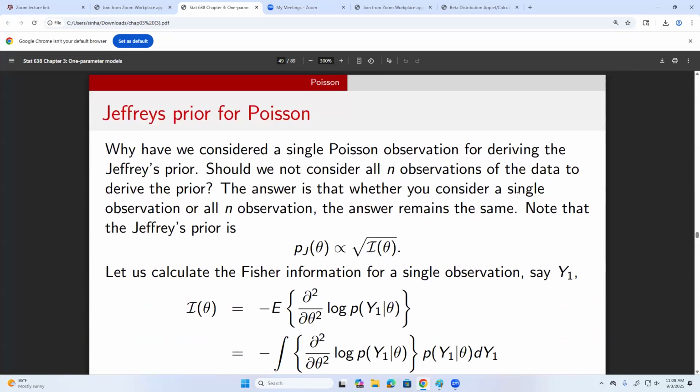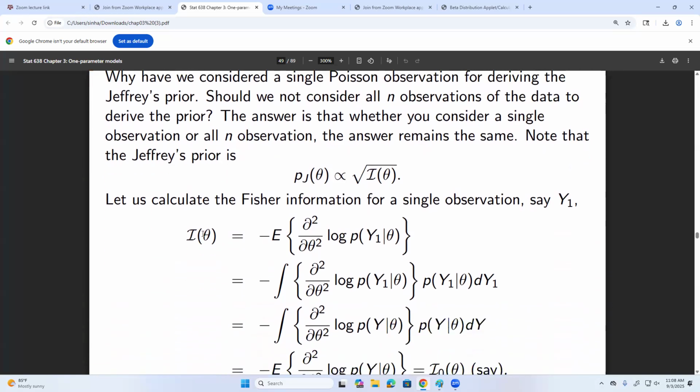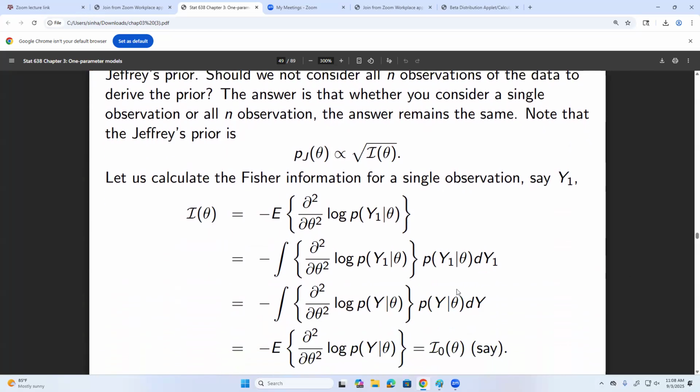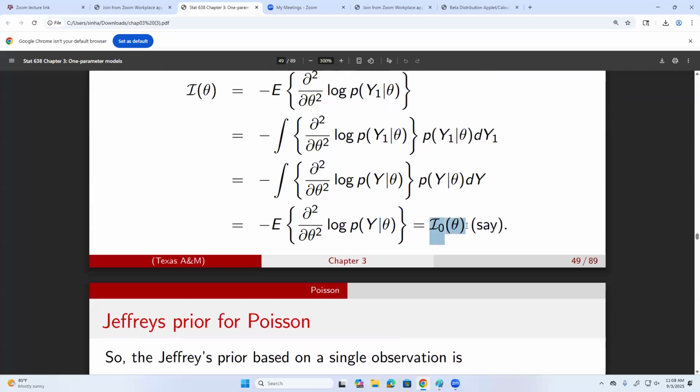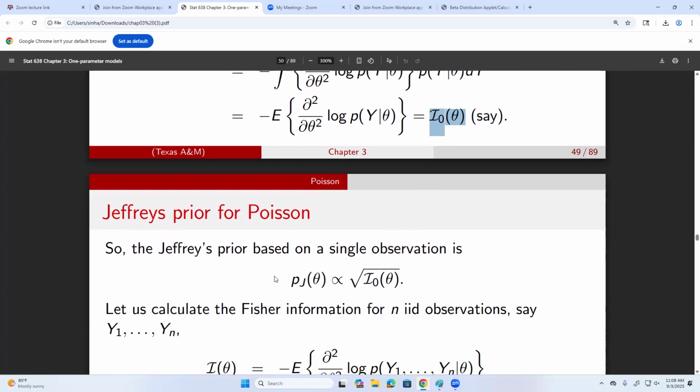The answer is that whether you consider a single observation or all n observations, the answer remains the same. Note that Jeffreys prior is simply proportional to the square root of the information matrix. Let us calculate Fisher information for a single observation, say y1, and let us call it I0 theta. So Jeffreys prior based on a single observation is square root of I0 theta.